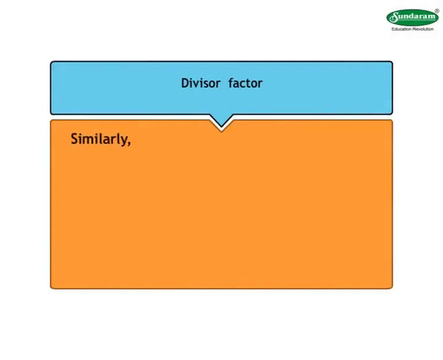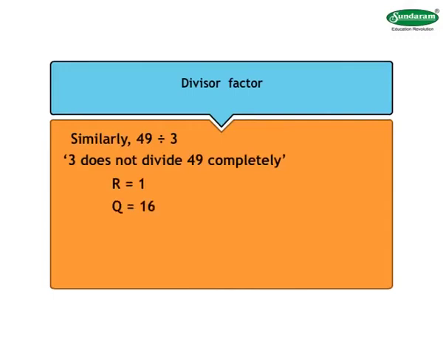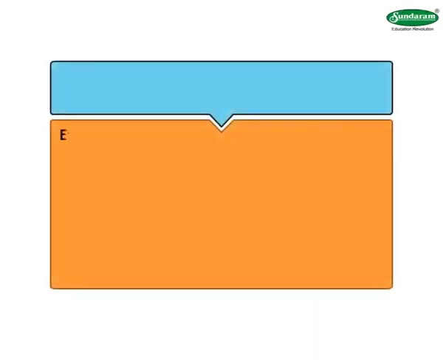Similarly, if we divide 49 by 3, it will not be completely divided by 3. We get remainder as 1. Quotient as 16. So 3 is not a factor of 49. Let us see these examples. 11 is equal to 1 into 11.